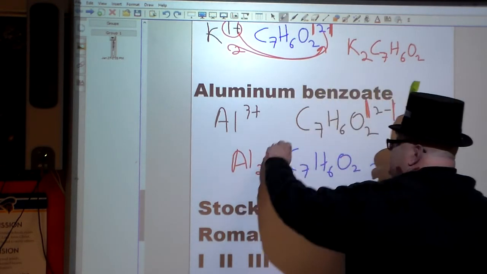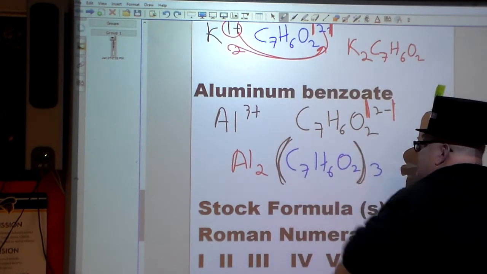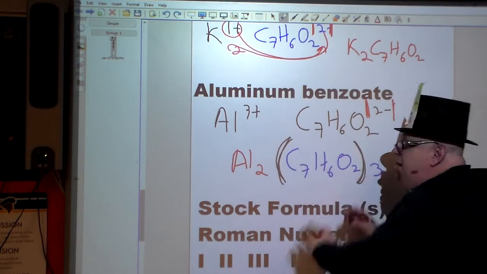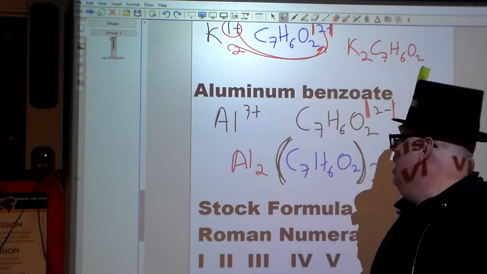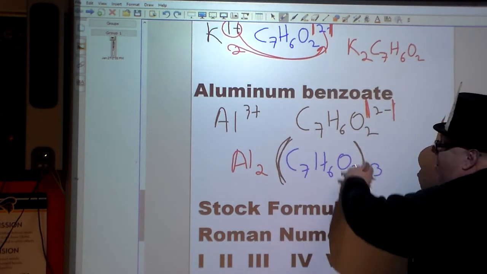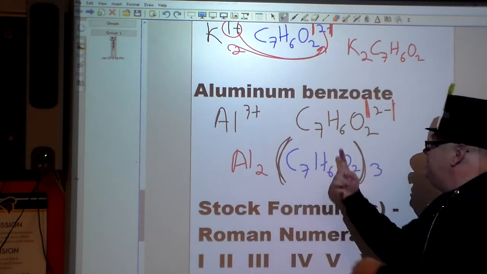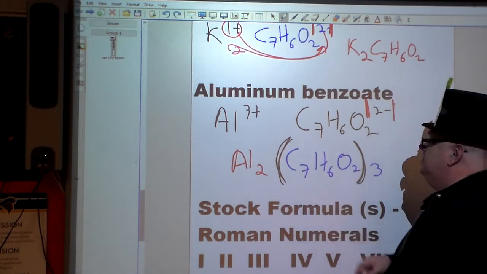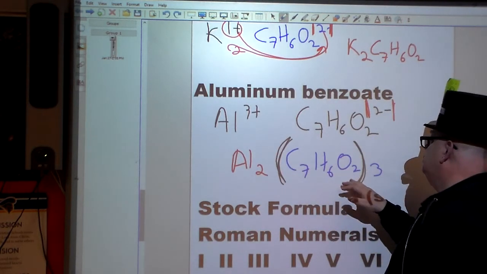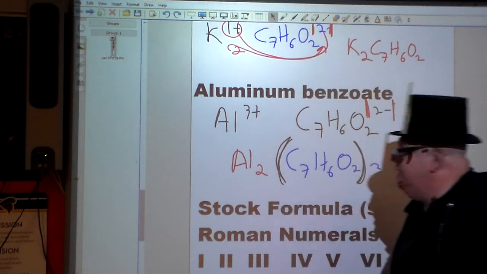In fact, there is. That's where the parentheses comes in, like this. Because this tells me, hey, what's inside here is one piece. I got 2 of these Als, and I have 3 of these pieces. Even though there's a lot of parts, it's one piece. So Al2(C7H6O2)3. That's it. That's all that it is.